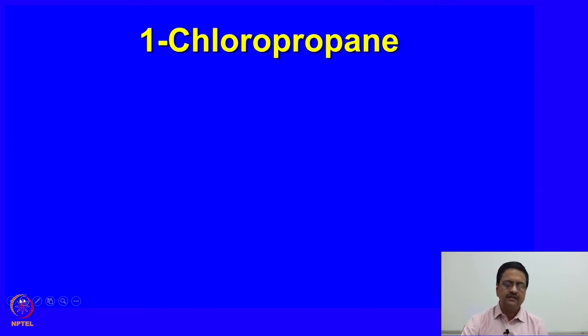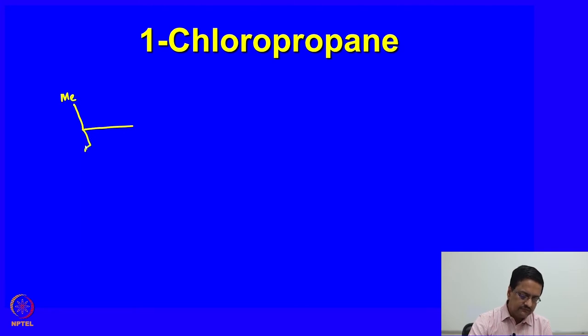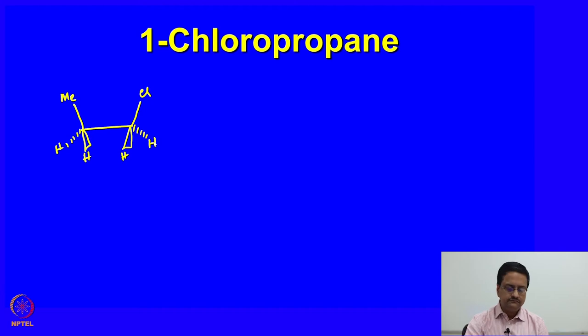So now let us see the example of 1-chloropropane. Here, instead of butane, you have 4 atoms, 3 carbons and 1 chlorine. So we can draw the molecule in this manner: methyl, the hydrogens, then you have the chlorine instead of a methyl group there, and then you have the two hydrogens present on this carbon. So this is 1-chloropropane. If you look at this molecule from this particular side and try to draw the Newman projection, it should look like this.